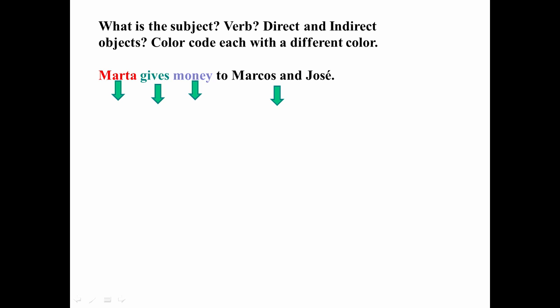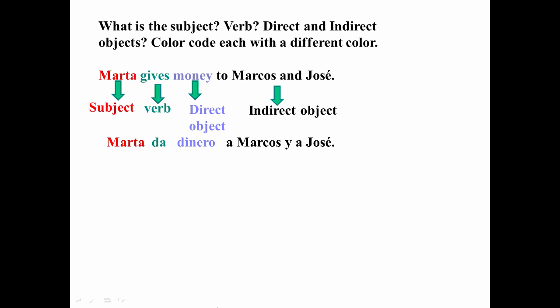Okay, now that you're back, you are going to make these different colors. It doesn't have to be the same colors as I have. Marta, what part of the sentence is Marta? That is the subject. The verb gives money. What part of the sentence is that? Marta gives what? Money. Money is the direct object. Then you're going to read the sentence. Marta gives money to whom? To whom or for whom? To figure out the indirect. That's the indirect object right there.